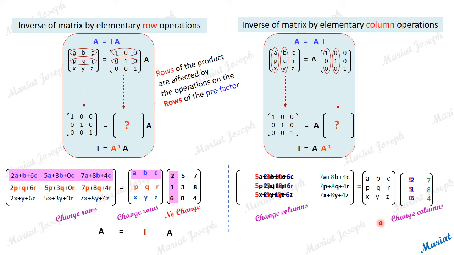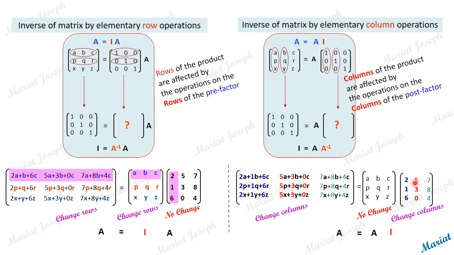This is why in this method, the column operation method, we keep the I as the post factor and keep A in the prefactor position. Reason, once more: columns of the product are affected by the columns of the post factor. This column and this column are affected by the operations on the columns of the post factor, and the prefactor is kept intact. Thank you.